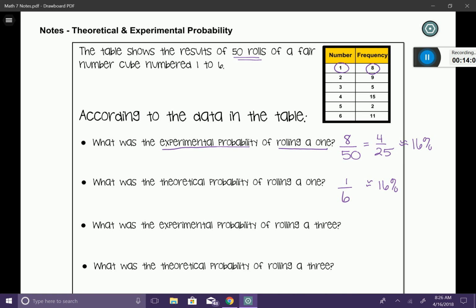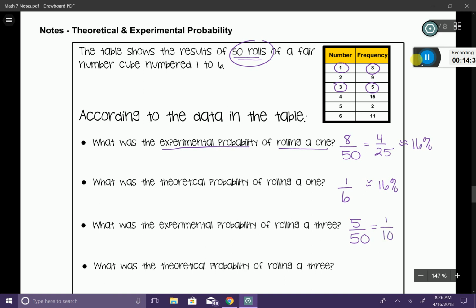Okay, let's try another one. What was the experimental probability of rolling a 3? So, again, we're running an experiment, so we have to look up at our data. We know that we rolled the dice 50 times, and we want to focus on the number 3. So you see that we rolled a number 3 5 times. So that's going to be 5 out of the 50 times that we rolled. So, of course, those can be simplified, and that's going to simplify down to 1/10. Now, just out of curiosity here, I'm going to go ahead and calculate the percentage. That's going to be about a 10% chance of that happening.